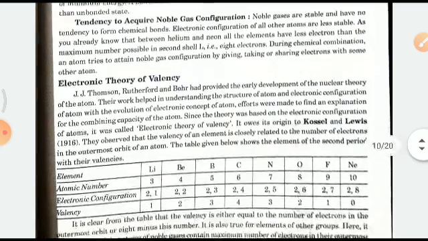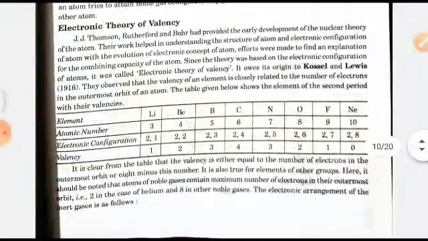Now let us see the electronic theory of valency, which will perhaps be the last topic for the day. Thomson, Rutherford and Bohr provided the early development of the nuclear theory of the atom. Their work helped in understanding the structure of the atom and the electronic configuration of atoms. With the evolution of the electronic concept of the atom, efforts were made to explain the combining capacity of the atom. Since the theory was based on the electronic configuration of atoms, it was called the electronic theory of valency. It owes its origin to Kossel and Lewis.